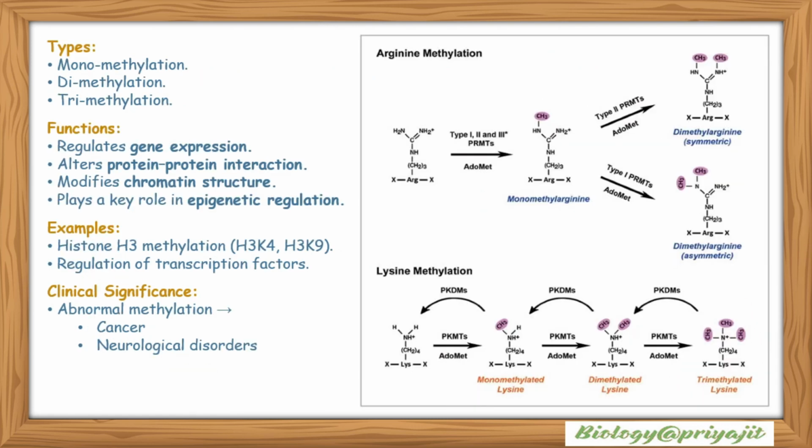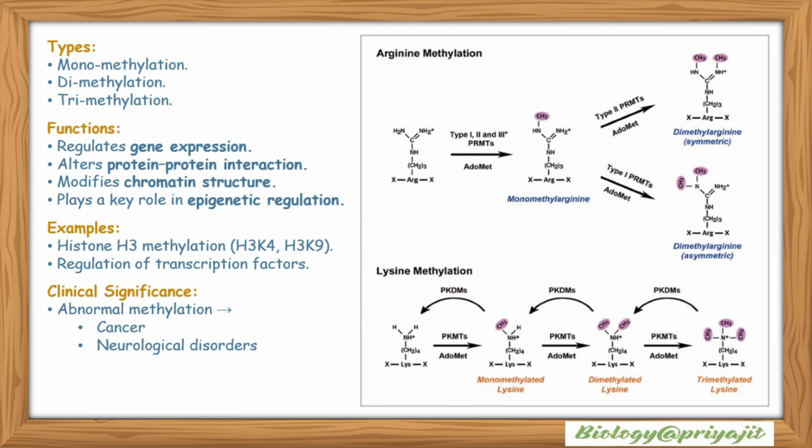this is the methylated protein. There are types of methylation: monomethylation, that is addition of a single methyl group; dimethylation means addition of two methyl groups; and trimethylation involves addition of three methyl groups. The functions of methylation: it regulates gene expression, it alters protein-protein interaction, it modifies chromatin structure in case of DNA, and it plays a role in epigenetic regulation. Histone 3 methylation, that is H3K4, H3K9, and regulation of transcription factors.